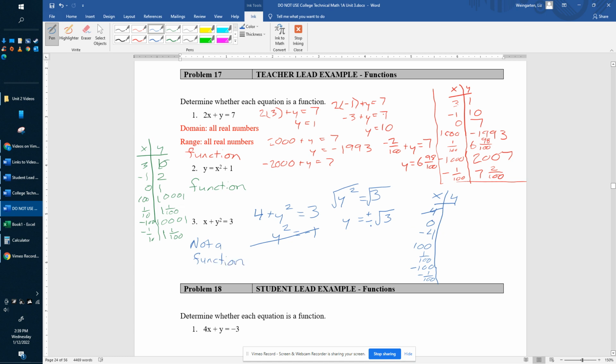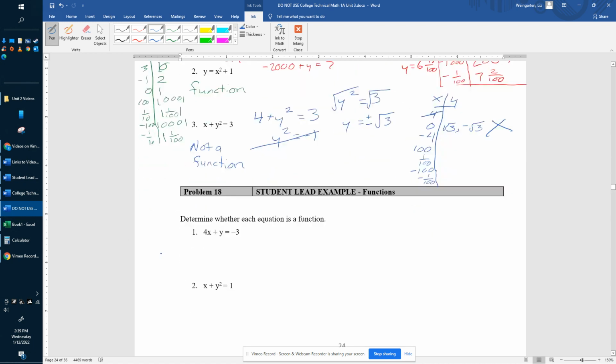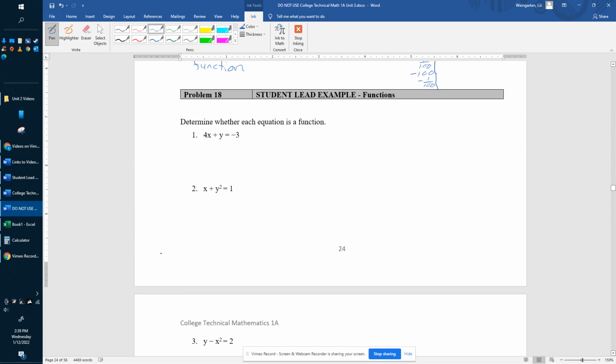Because putting 0 in for x can yield us a positive square root of 3 or a negative square root of 3. That's two different items in our range. So that is bad. That is telling us this is not a function, it is simply a relation. Pause the video here, work on problem 18. See if you can come up with any patterns as to what you see are generally functions and what are not.